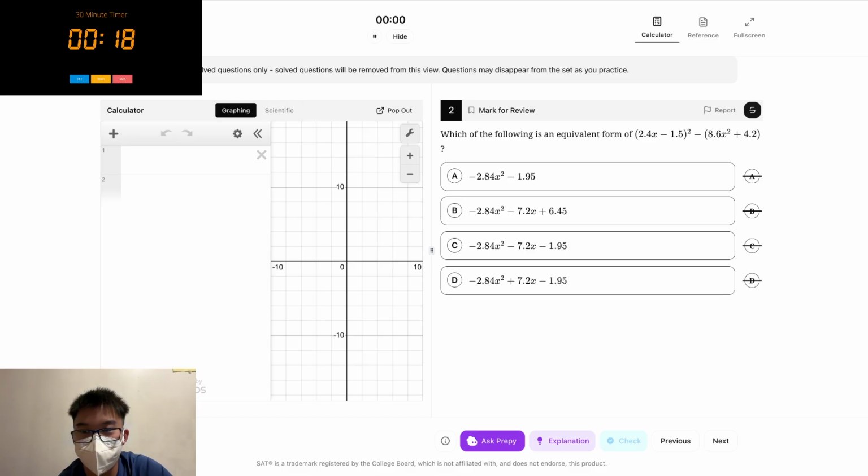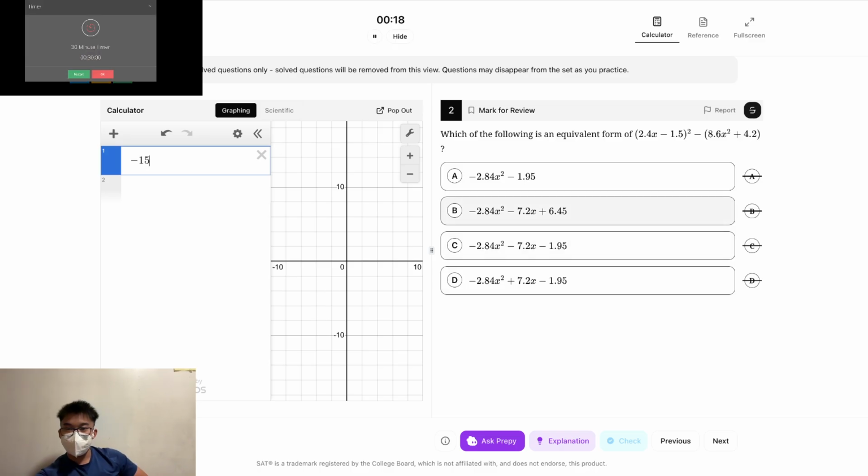Okay, let's see if I can get one more problem in with 18 seconds. So let's see. This one's easy. This is just equivalency. Square root of 2. I want to see if I can just get it with my head. Okay, so for a question like this. Oh shoot, that's the time.